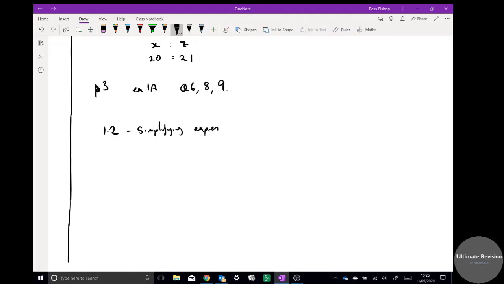simplifying expressions. I've got 3 examples here, so I want you to simplify all of these.